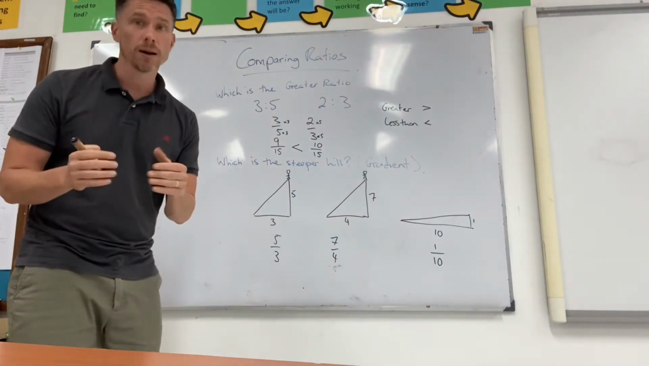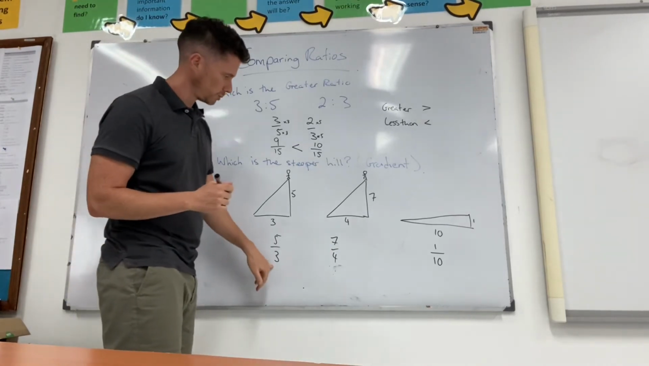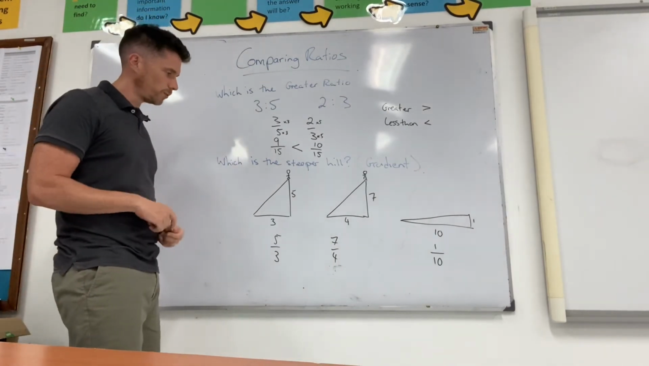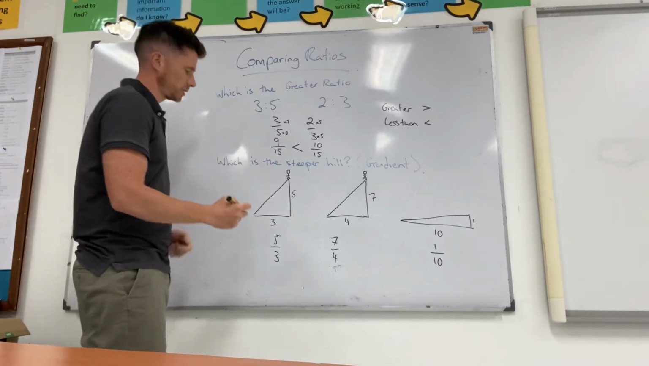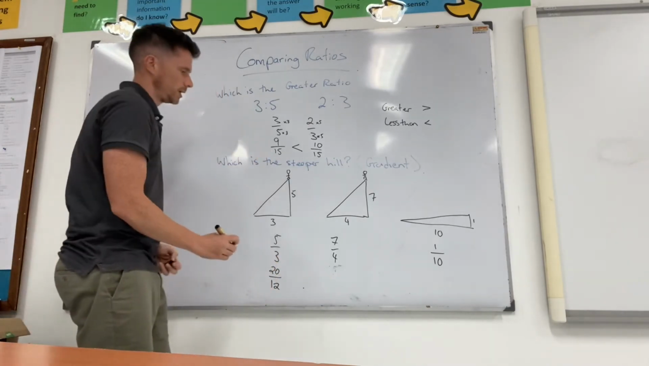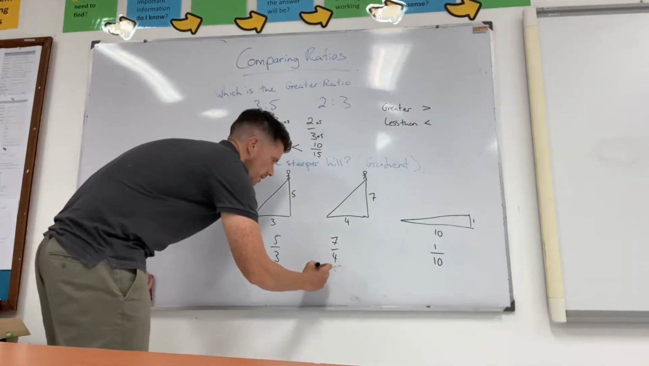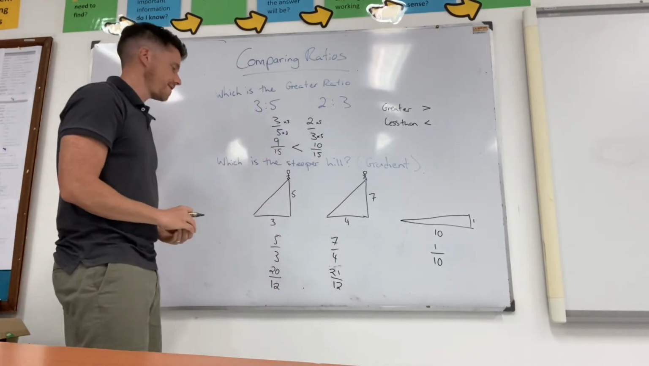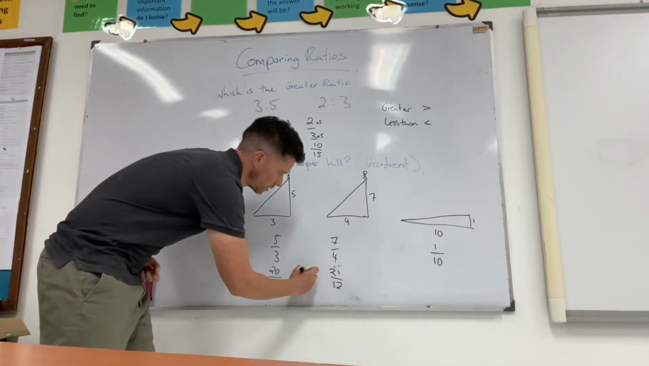In order to compare, I need a common denominator for both. A common denominator between 3 and 4, well, there's plenty we could use. 12 is an obvious one. We could use 24, but let's use 12. So 5 over 3, rewritten as 12ths: if I multiply top and bottom by 4, I get 20 12ths. This one, if I multiply top and bottom by 3, I get 21 12ths. And therefore, which is the steeper one? Which is the greater ratio? Which is the greater fraction?